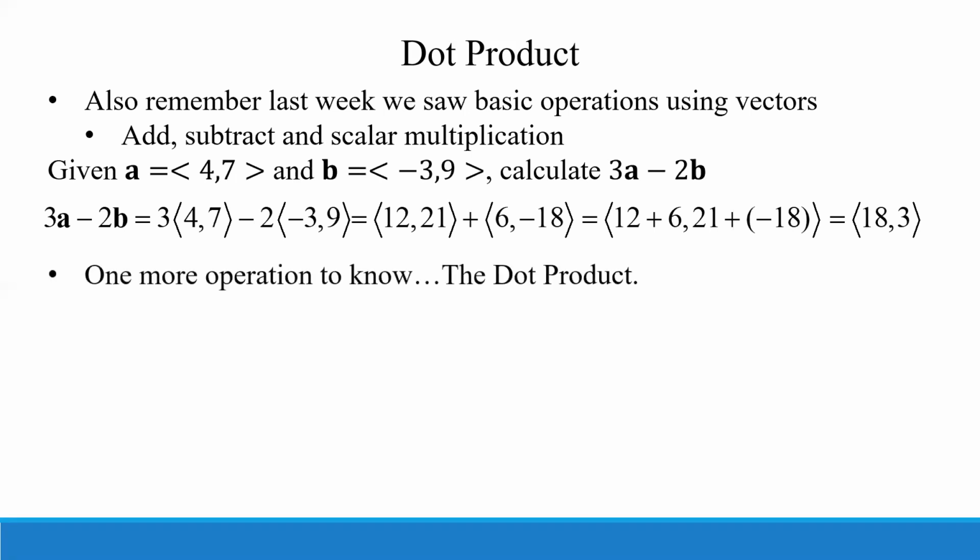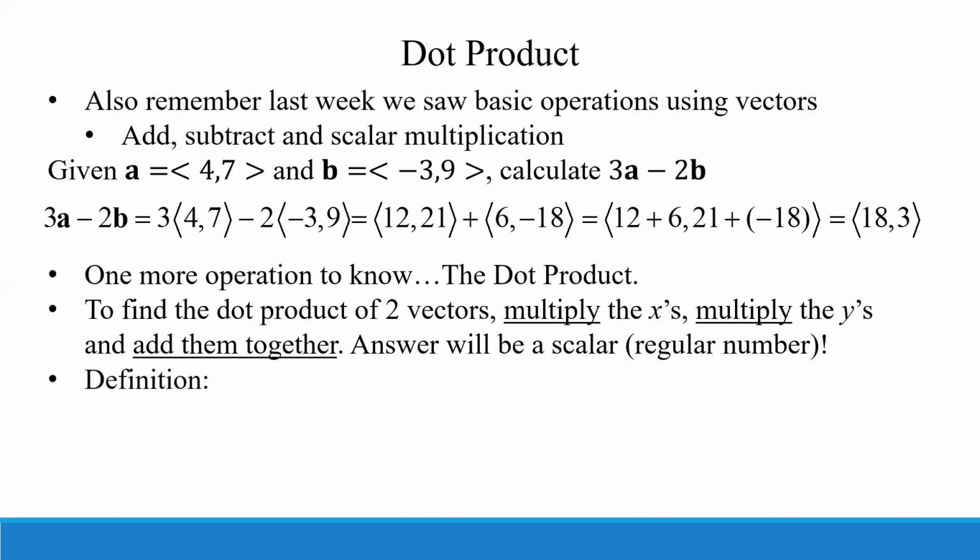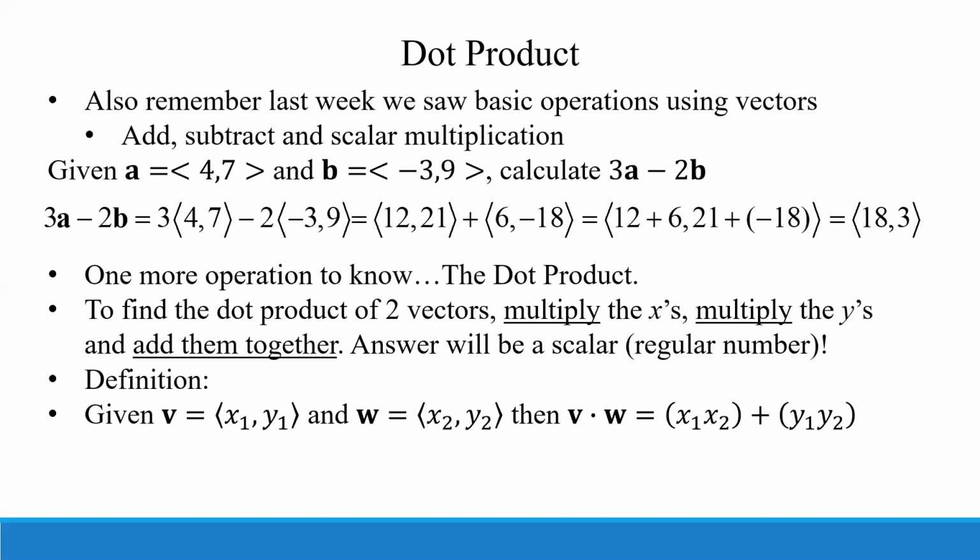Now we have this thing called the dot product. Okay, now the important thing to remember about the dot product is the answer is going to be a normal number. The answer is not going to be a vector. Okay, to find the dot product, we're just going to multiply the x values, multiply the y values, and then add those guys together. Okay, that's all you have to do. So using my same vectors a and b, by the way, that's kind of what it looks like symbolically, but it's easier to say verbally what it is.